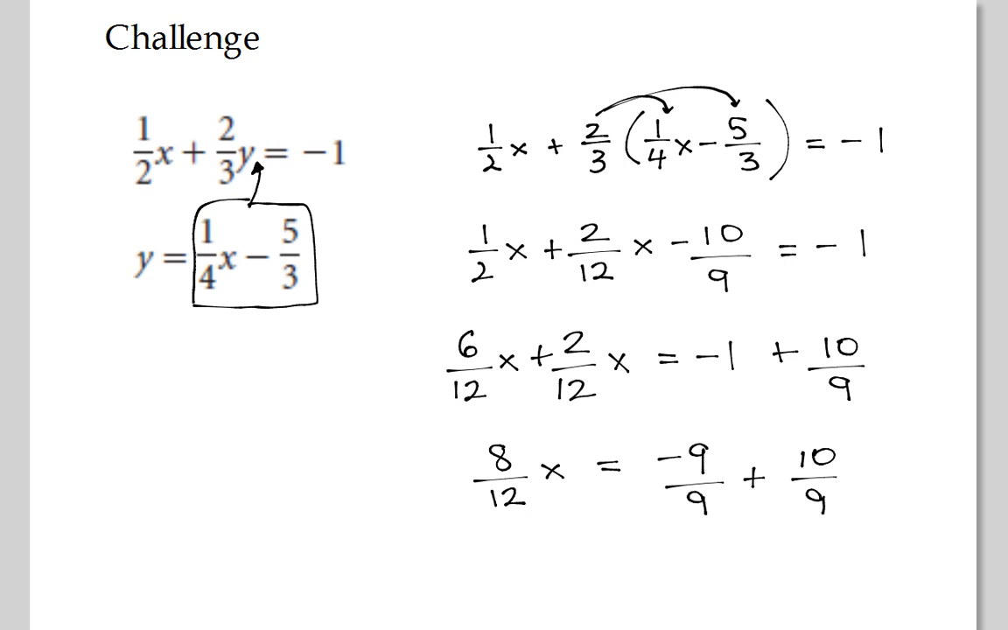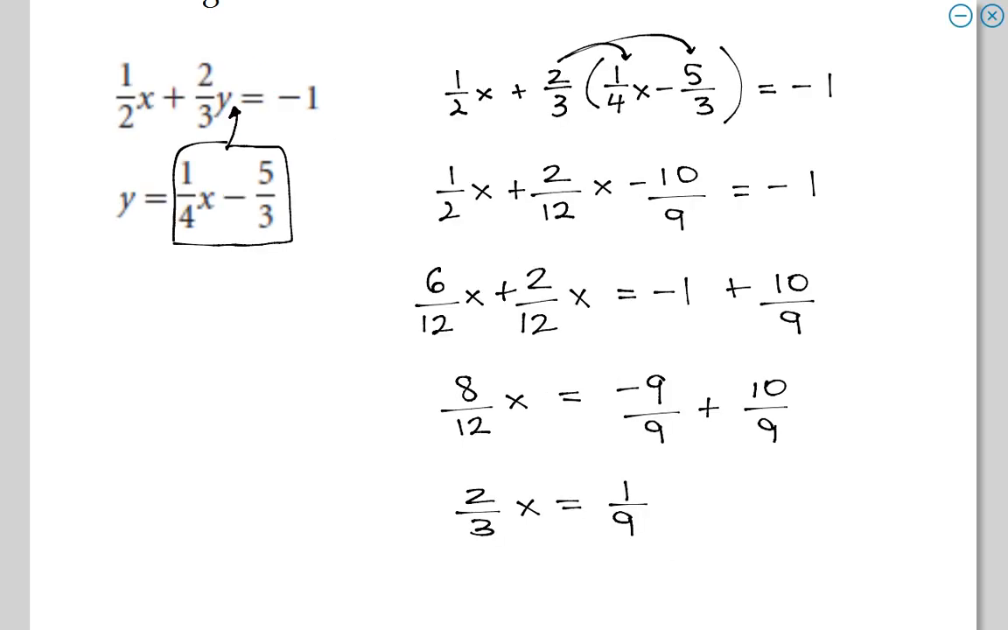Reducing to lowest terms, you can divide by 4. You get 2/3 x equals negative 9 plus 10 is 1/9. And then the last step would be timesing by 3/2 on both sides. We see we get 3 over 18, which is lowest terms, divide by 3, 1/6.